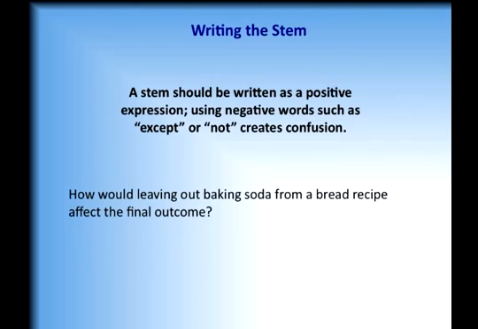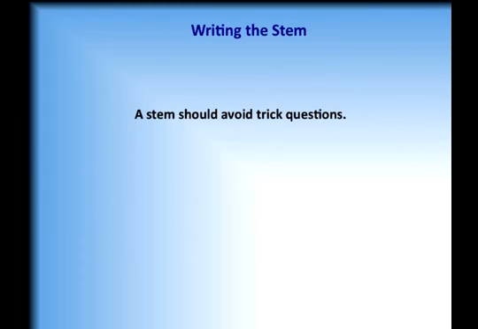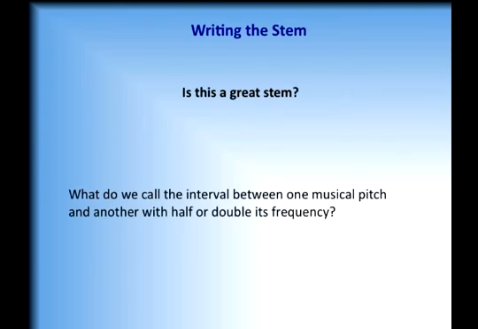If this stem began with, "What would not happen if?" it would fail the greatness test. That's because the stem would not only be assessing the content, but the student's ability to work through the negatives to determine the correct answer. Avoid attempting to stump students with trick questions, as they do not accurately assess content mastery.